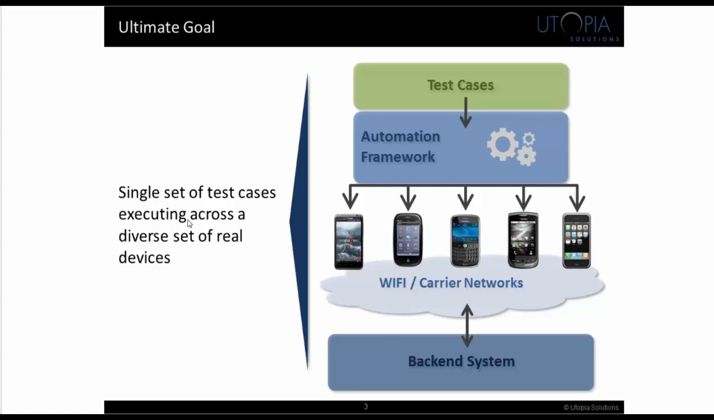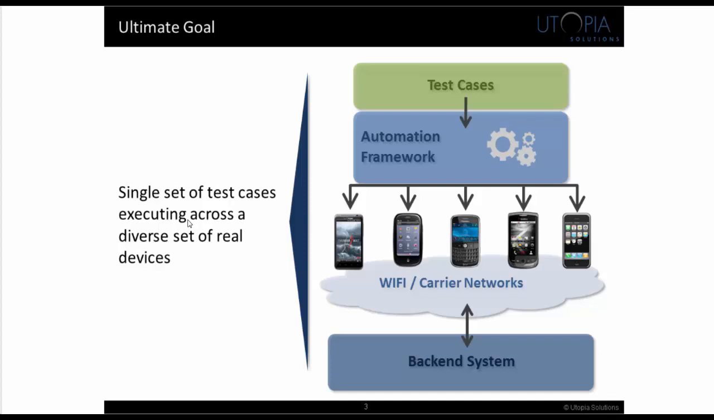So to get started, let's look at the end goal. The ultimate goal of mobile test automation implementations is the execution of a single set of test cases across a diverse set of real devices. And the possibility to execute the same test across multiple platforms and devices is where that huge ROI opportunity lies. However, as I'm sure we're all aware, that same diversity and those same differences between the platforms and devices present some significant challenges, and we'll look into that a little bit today.